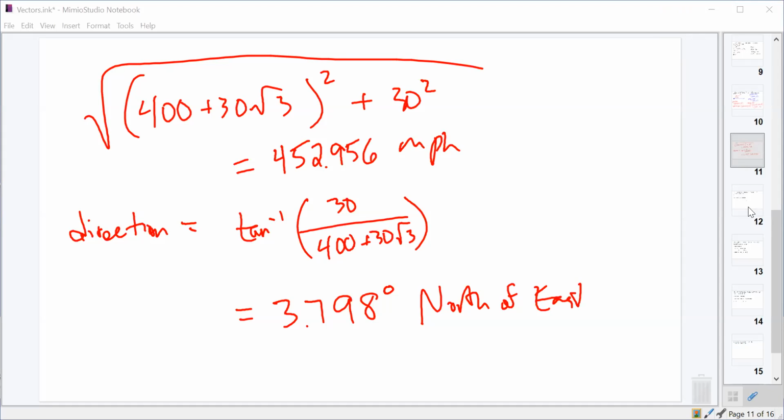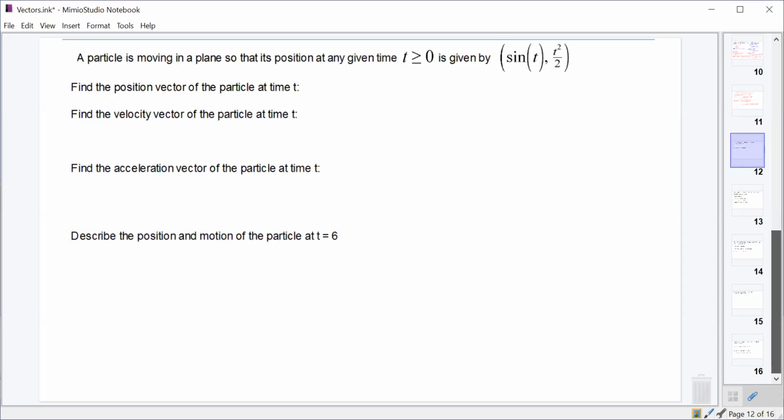All right, let's do another one. Nice, easy one here. So we got a particle moving in a plane. We're given its position. These should be pretty straightforward to find the position vector. If we're given a coordinate that represents the position at any time, then that should just be our position vector. So this position vector should be sine t and t squared over 2. What about the velocity vector?